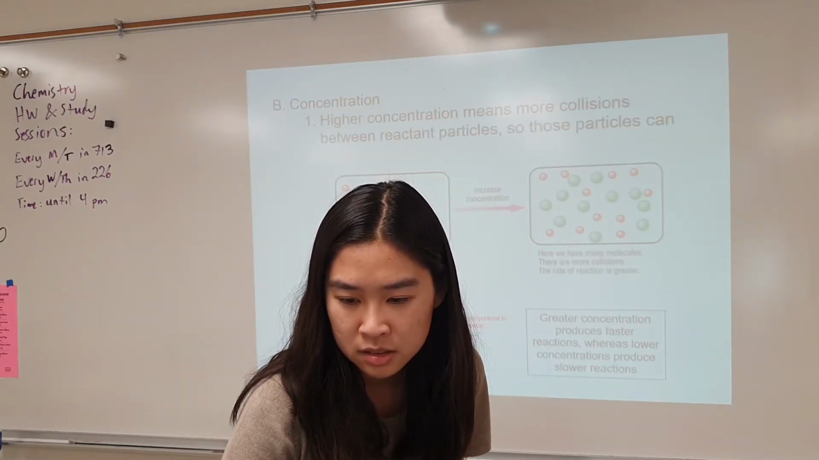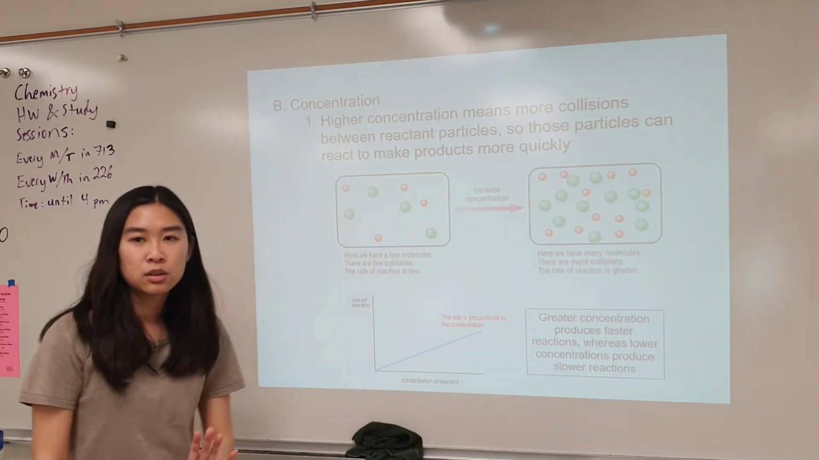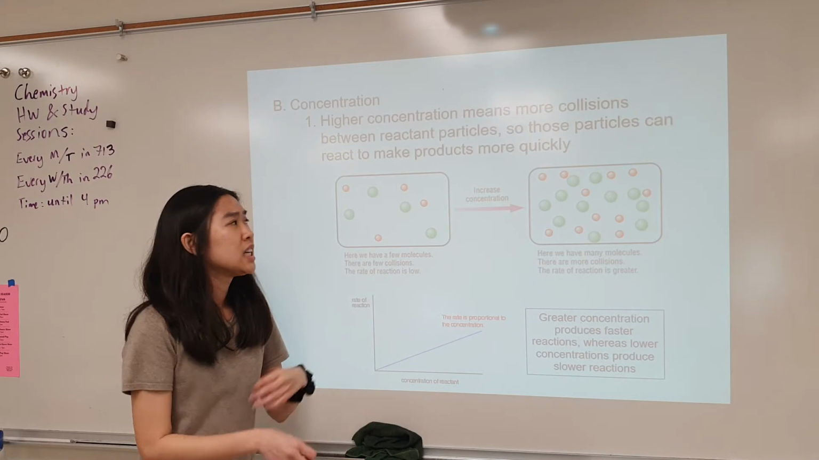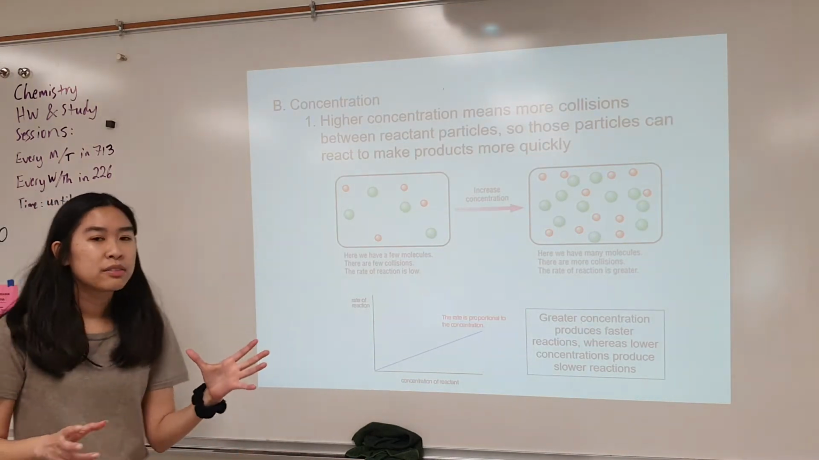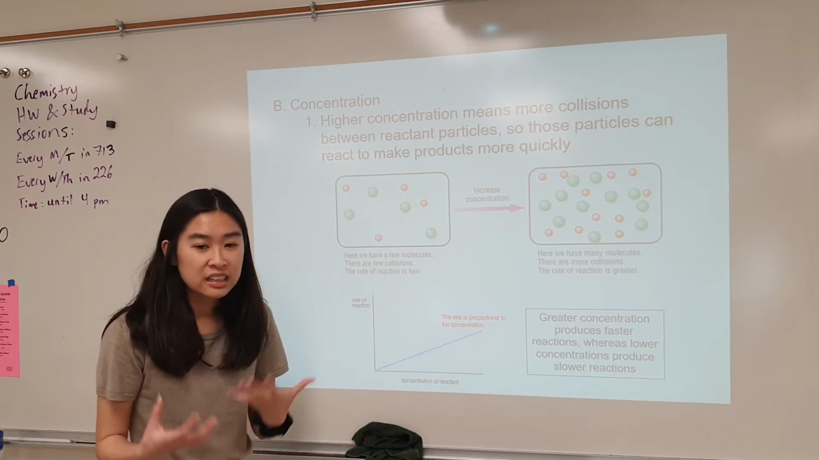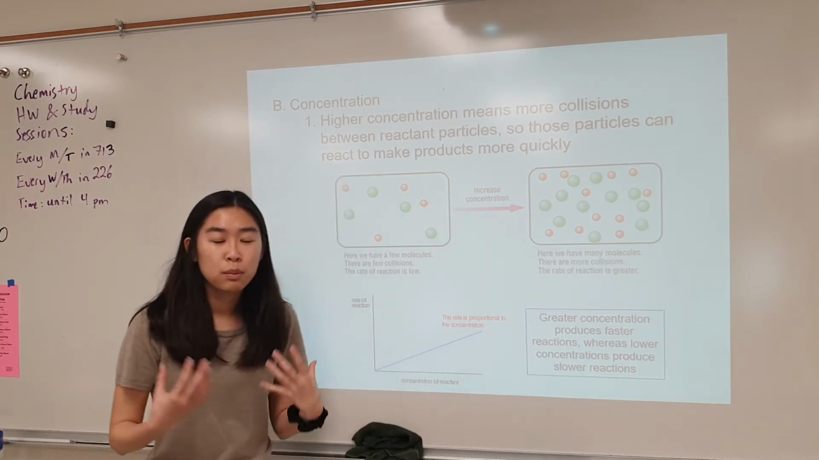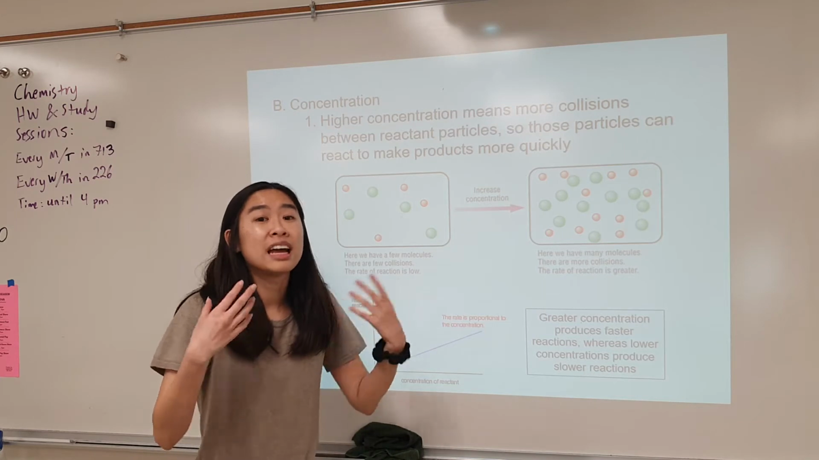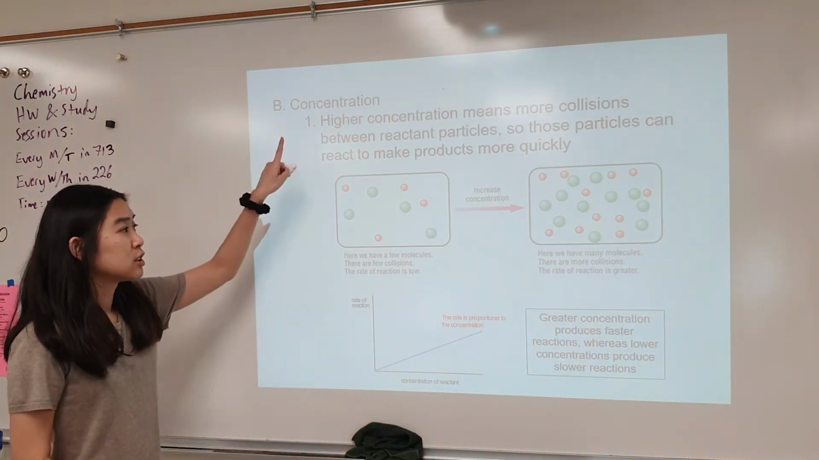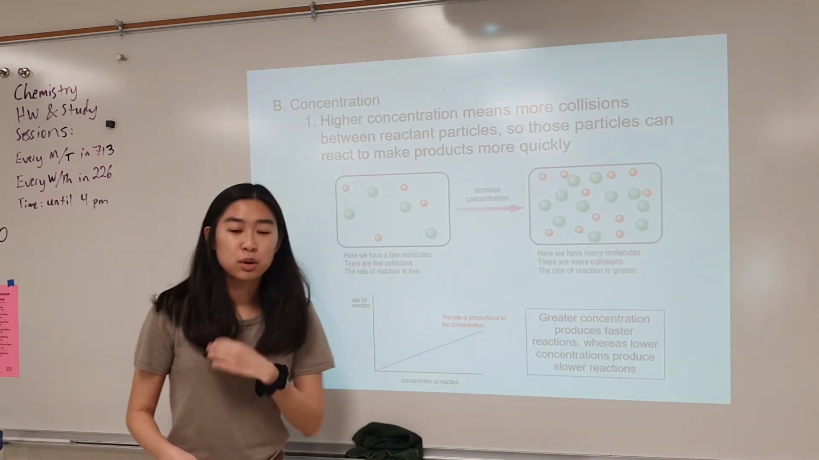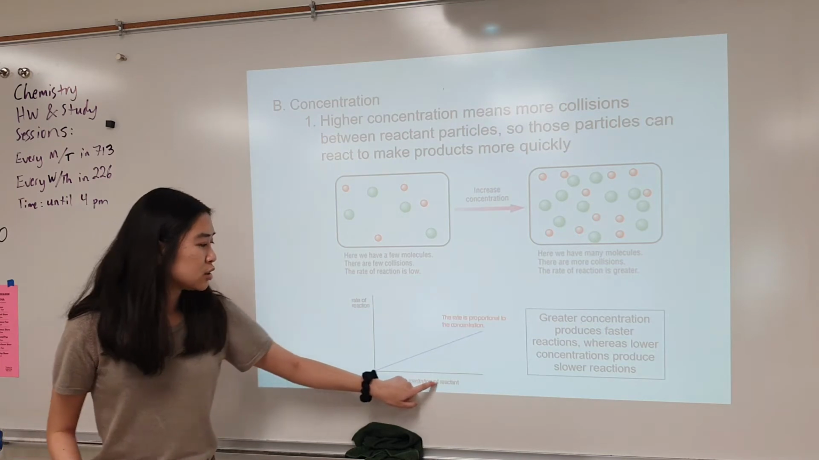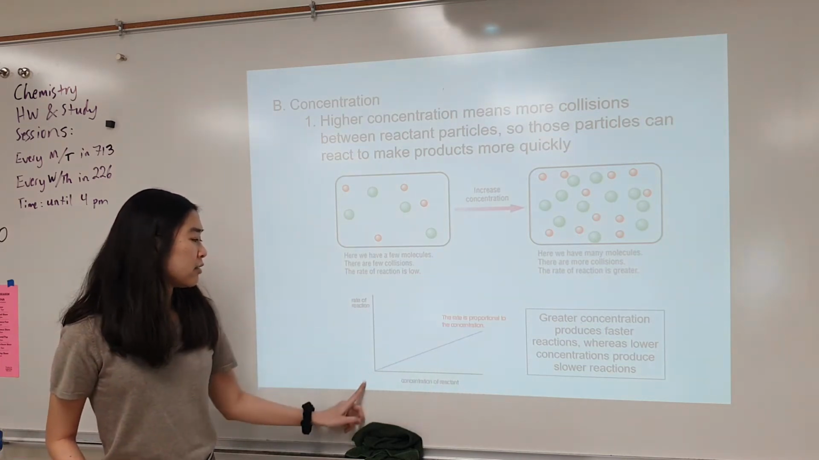Another factor that will affect the reaction rate is concentration. So if there are more particles, that means more of them are likely to collide with each other, and so more product will form. It's more likely that product will form. And so things with a higher concentration means more collisions, means more product. That's what this graph is showing here. The more concentration, the more likely, or the faster the rate of reaction.